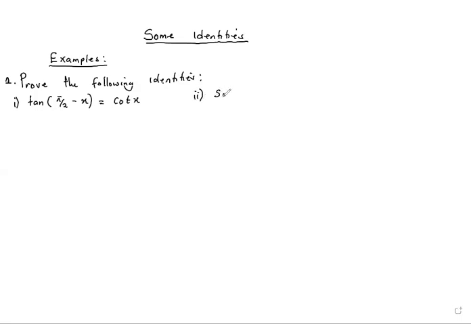Okay, show that sine x minus pi over 2 is equal to negative cos x. Okay, so let's see for these two. So say solution.